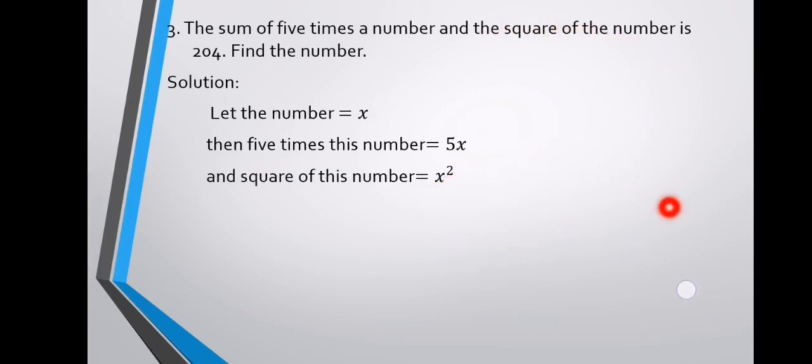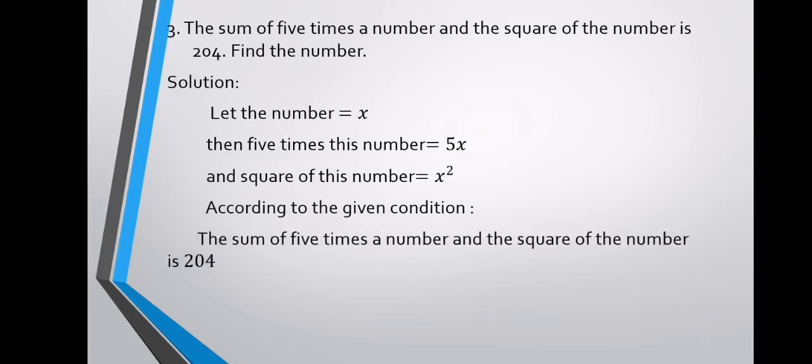So applying this condition mathematically, we have the sum of 5 times a number and the square of a number is 204. That is, we are going to add 5x and x square and their sum is equal to 204. Shifting 204 towards the other side, we get x square plus 5x minus 204 is equal to 0. Again, the equation obtained is a quadratic one.